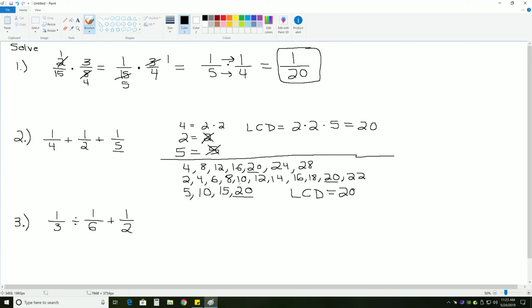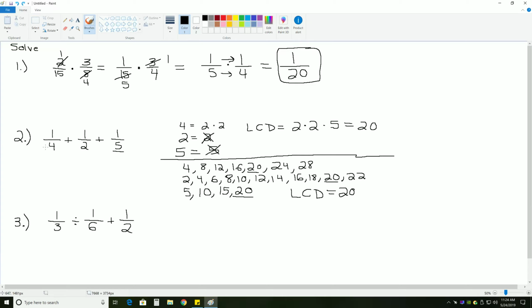I really don't recommend this method beyond just your initial practice trying to learn how to do a least common denominator, and I really suggest you consider using this top method up here. Okay, so now that we have our least common denominator, we can start solving this original problem. 1/4 plus 1/2 plus 1/5. In order to solve it, we need to get all three of these denominators to be 20.